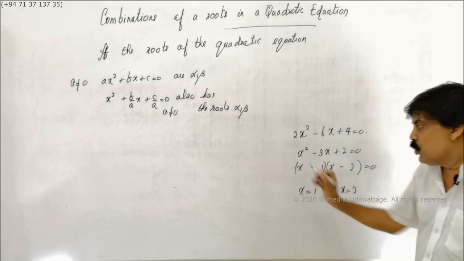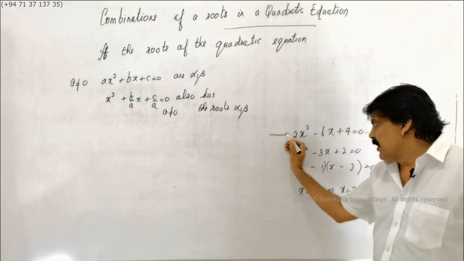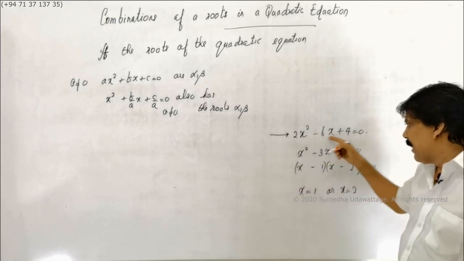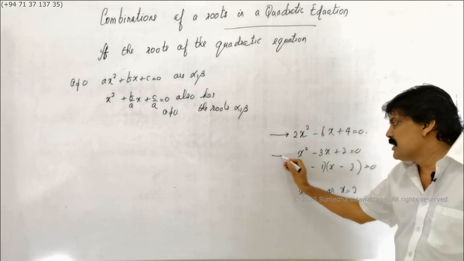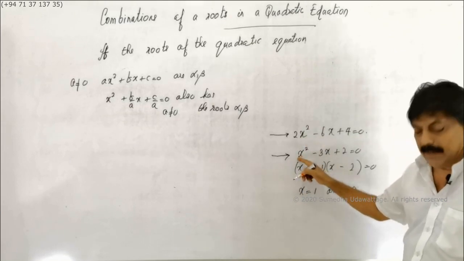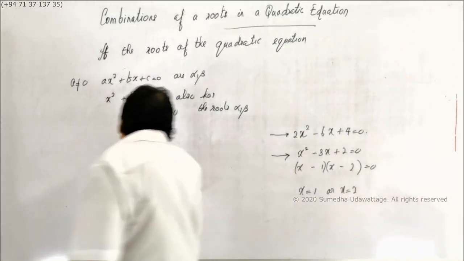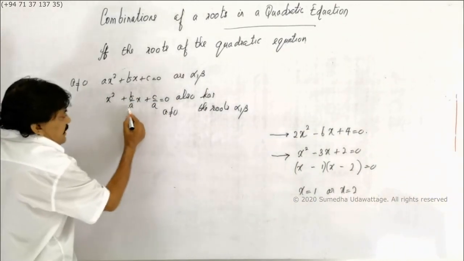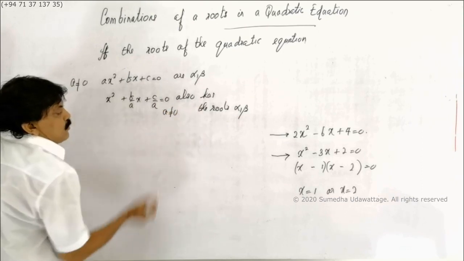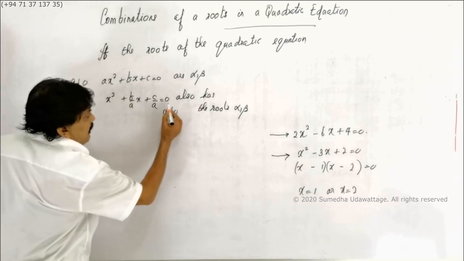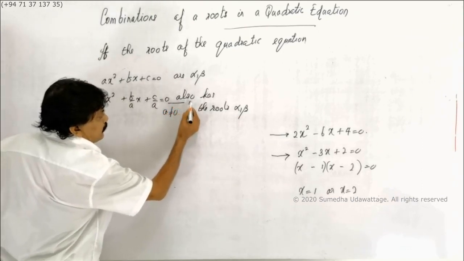Now look here, you were to find the roots of this equation, but you divided it by 2, and it has the same roots. Divide by a value and it has the same roots. That logic is brought in here. Dividing by a, it has the same roots. Let this be equation number 1.